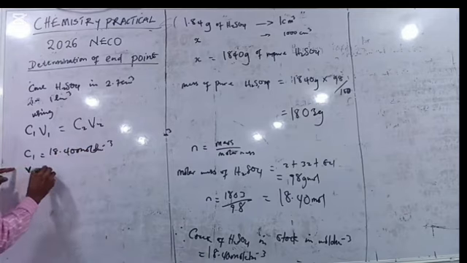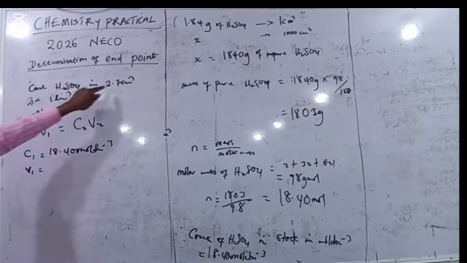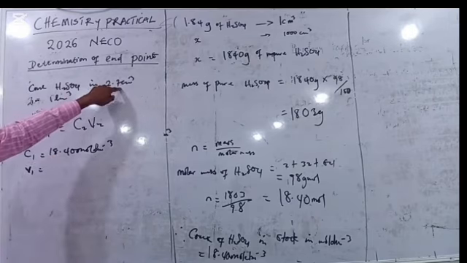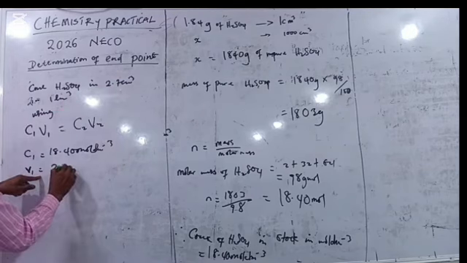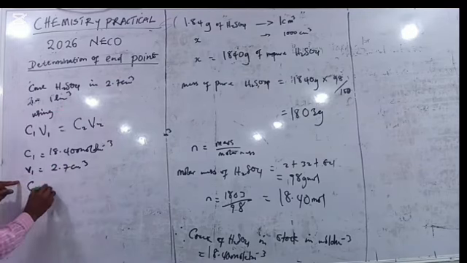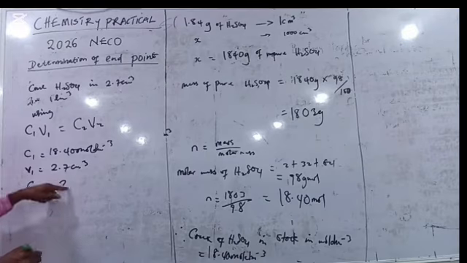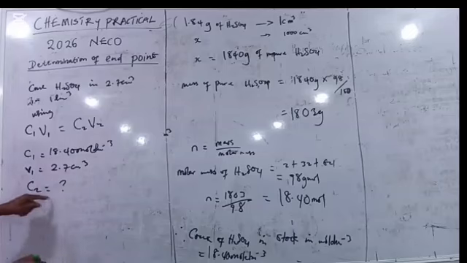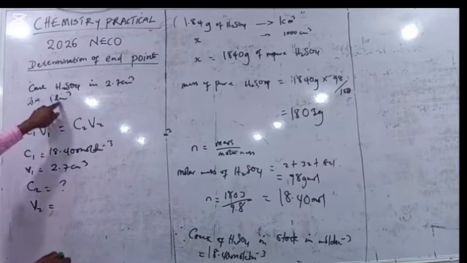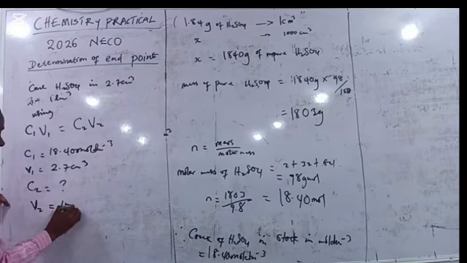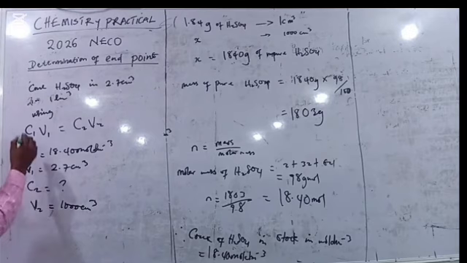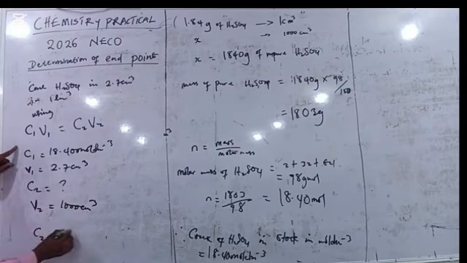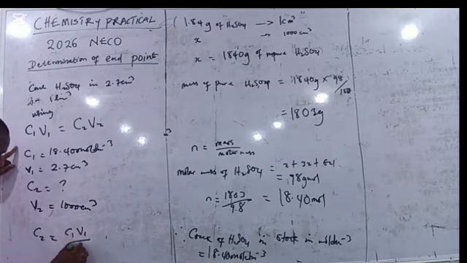V1 is this stock. Now we are told to take 2.7 cm cube. That's what is in the instructions. C2 is what we want to know now. Since we have taken 2.7, we want to know the new concentration. And then V2 is what we are going to dissolve that in, which is 1 dm cube, so that's 1000 cm cube. Let's apply the formula. We are looking for C2, so let's make C2 the subject. That's going to be C1 V1 over V2.